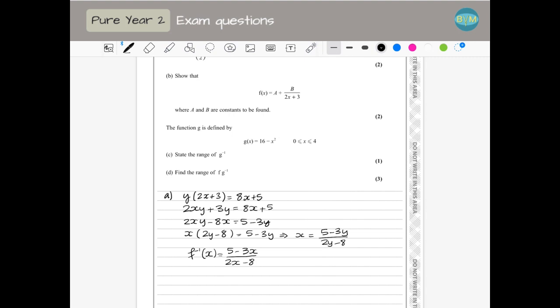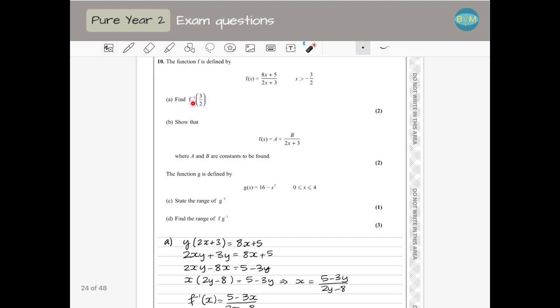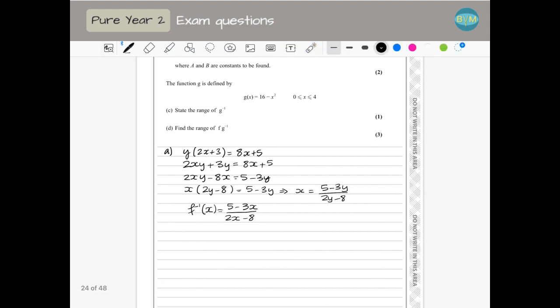And now I have to find f minus 1 of 3 halves. I'm going to substitute 3 halves in the function. So f minus 1 of 3 halves is going to be 5 minus 3 times 3 halves, divided by 2 times 3 halves minus 8, and this is minus 1/10. Yeah, this is the first part.